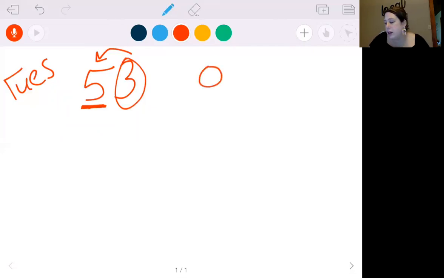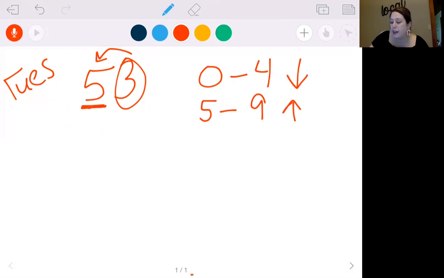If it's 0 through 4, we round down. If it's 5 through 9, we round up. 3 is between 0 and 4, so this 5 stays the same. It doesn't round down to a 4, it stays the same. Everything after it changes to a 0. So 53 is closer to 50.